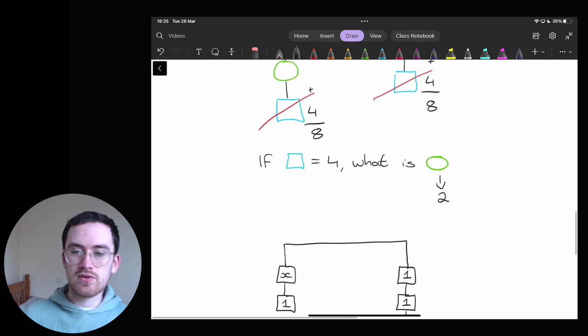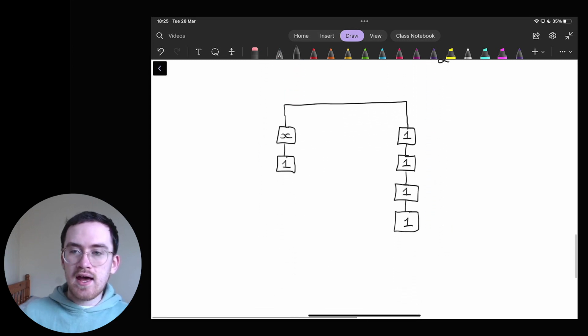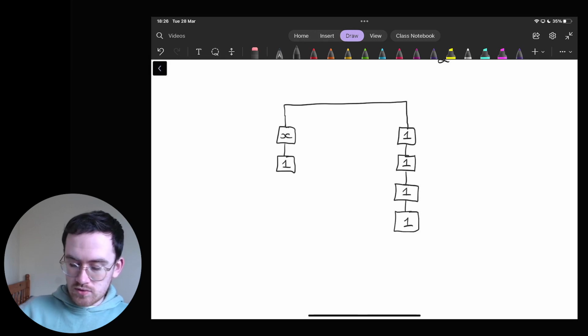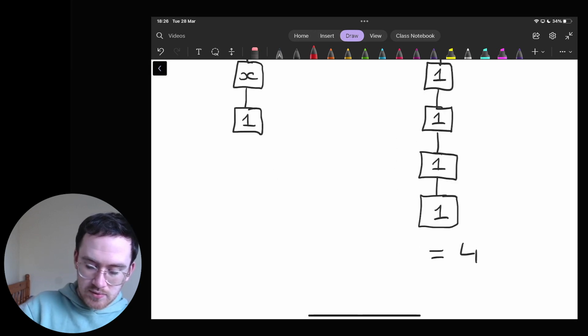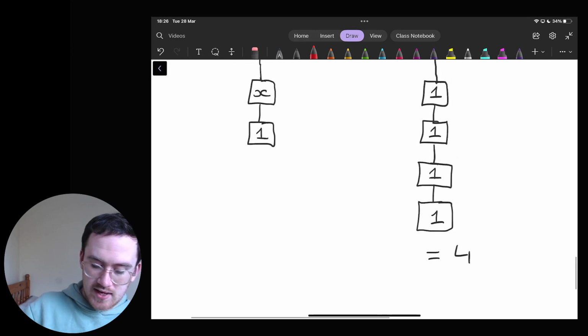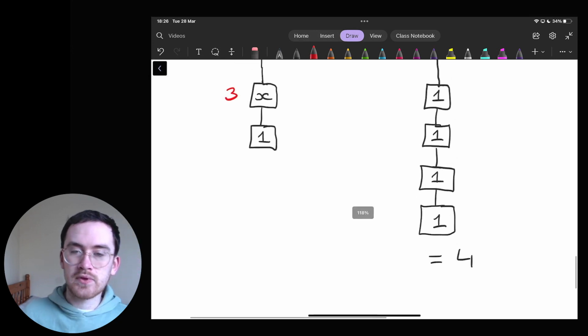And then following through for one last one. On one side I have x and 1. On the other side I have 1, 1, 1, 1. So if I add up this side, I get a total of 4. So this side has to have a total of 4, and the only way that can happen is if x is equal to 3. Okay.